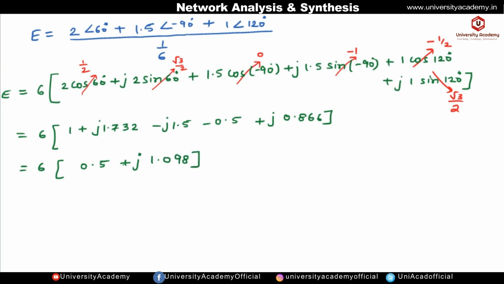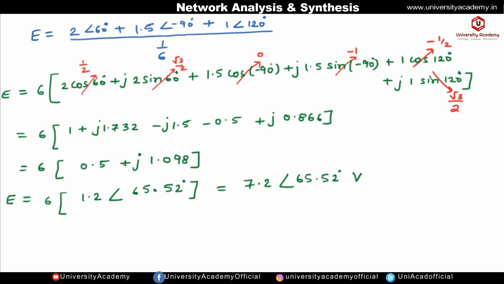So if we convert this rectangular form into the polar form, we are getting 1.2 angle. That magnitude we will obtain by taking the square root of real part square plus imaginary part square. Okay, and then angle is given by tan inverse of imaginary by real, so we will be getting 65.52 degree. So if we simplify, we are getting 7.2 angle 65.52 degree, and this is in volt. So this is the value of E, and if we consider only the magnitude of E, that is RMS value, it is given by 7.2 volt.